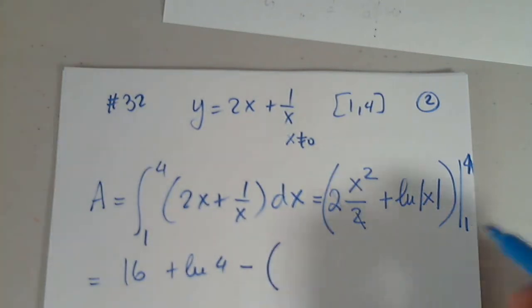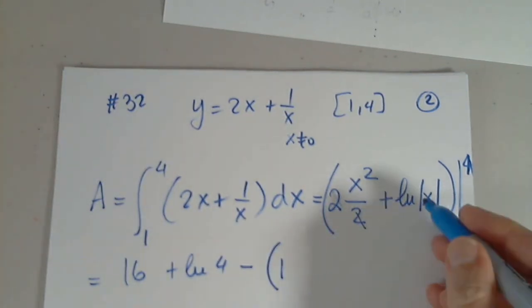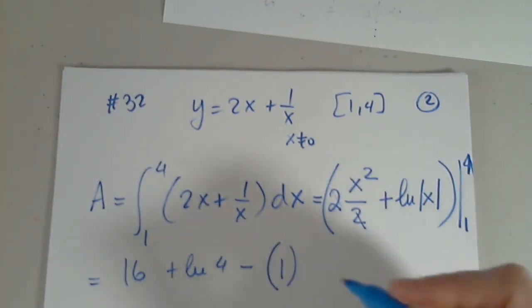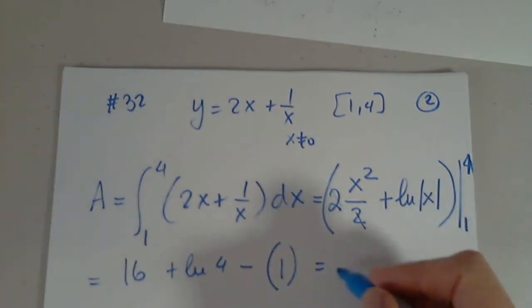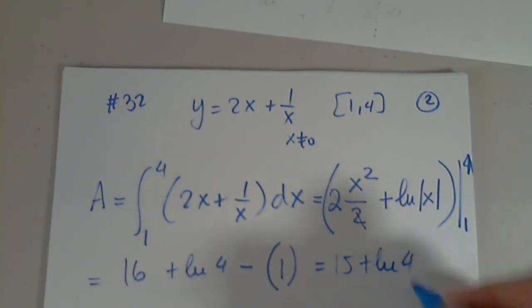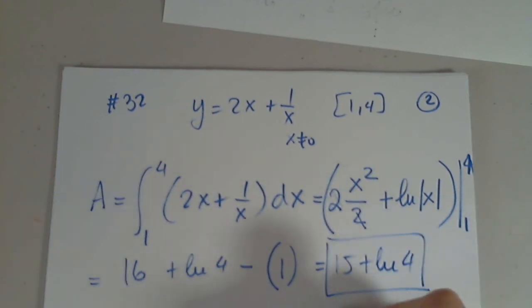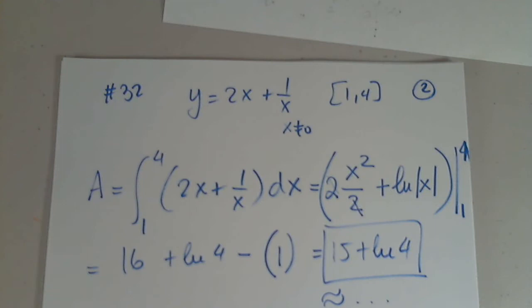Minus, when I plug in 1, I get 1. When I plug in 1, I get 0. So this is 16 minus 1, which is 15 plus natural log 4. This is the area. If you want to approximate, you can. Very good pick.